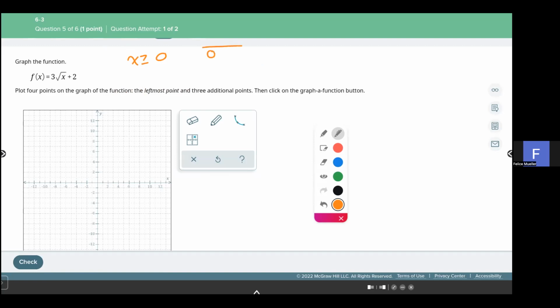I'm just going to make a chart. 0, 1, 4, and 9 are what I'm going to use. When I plug 0 in, I get 0 plus 2, so I'm going to get 2. When I plug 1 in, I'm going to get 3 plus 2, which is 5. When I plug 4 in, I get 2 times 3, which is 6, plus 2 is 8. 3 times 3 is 9 plus 2 is 11. And yes, it is a pattern how it's growing. If you paid attention to it, if you figured it out, good for you. If not, that is fine.